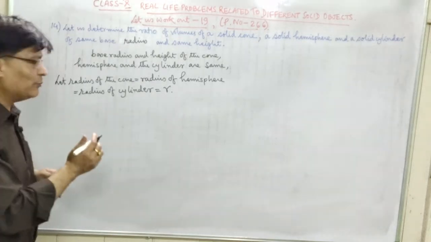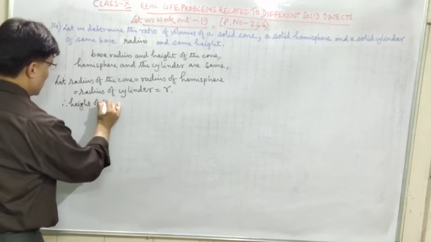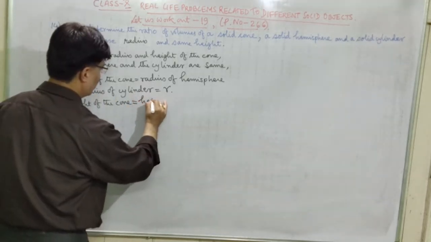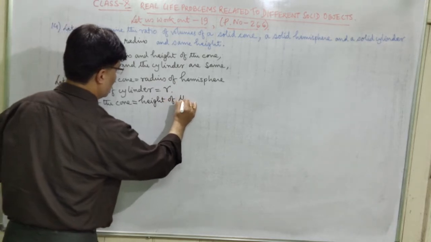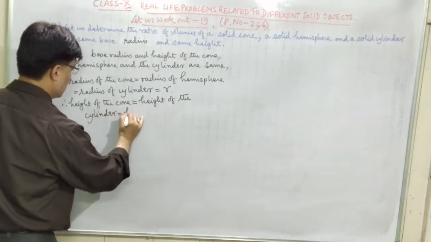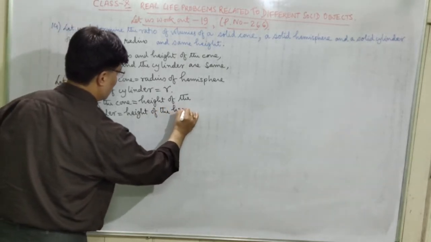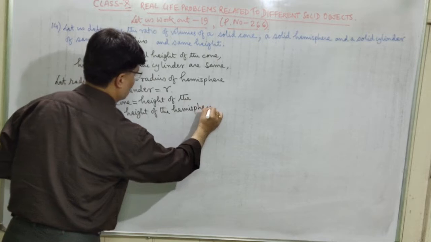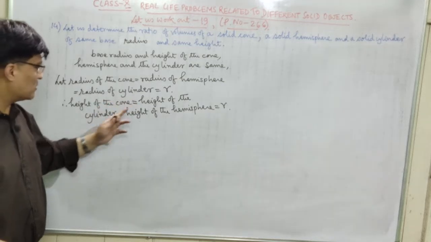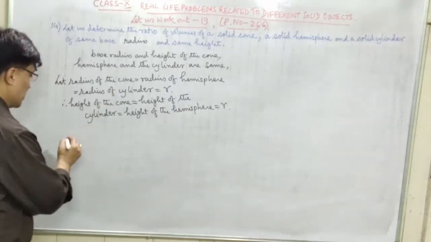The height also is r. That is height of the cone is equal to height of the cylinder is equal to height of the hemisphere. Height of the hemisphere is also what? R. Is that clear? That is, height of the cone is equal to height of the cylinder is equal to height of the hemisphere is also R. Now let us find out the ratio of the volumes now.